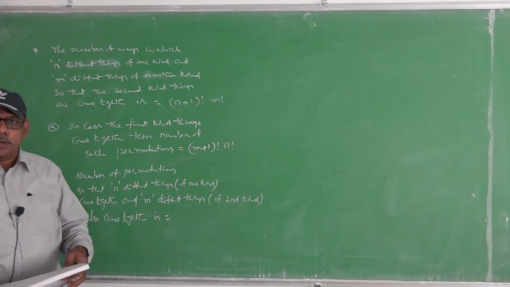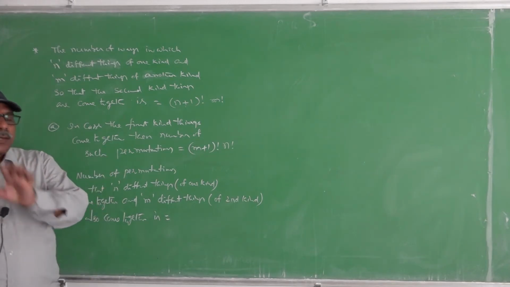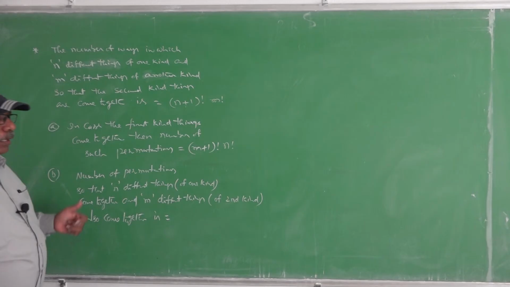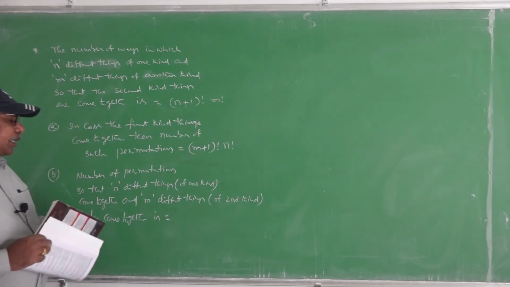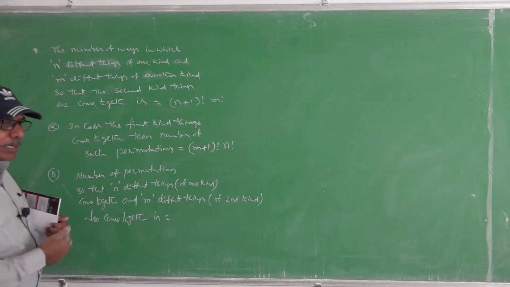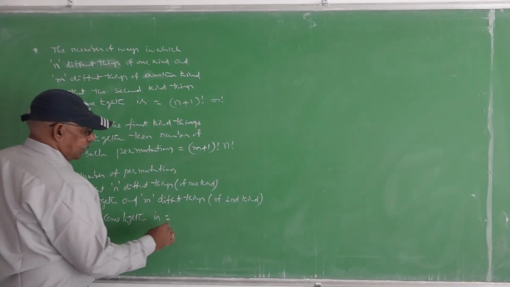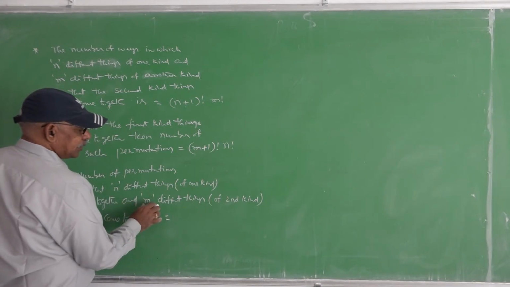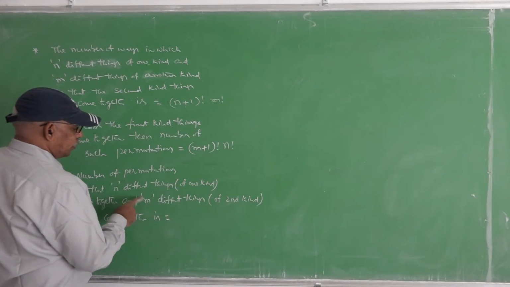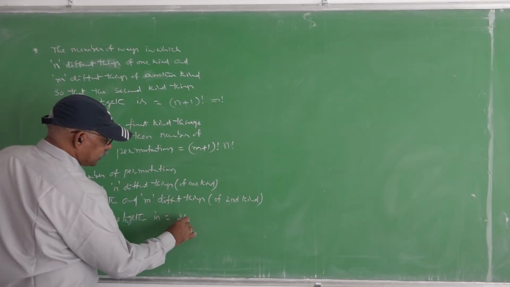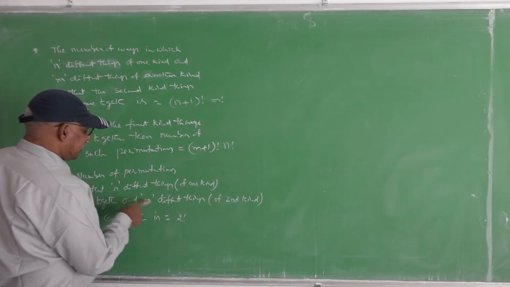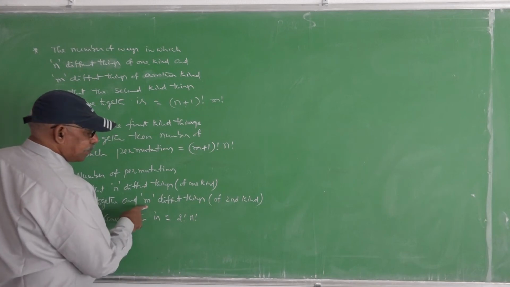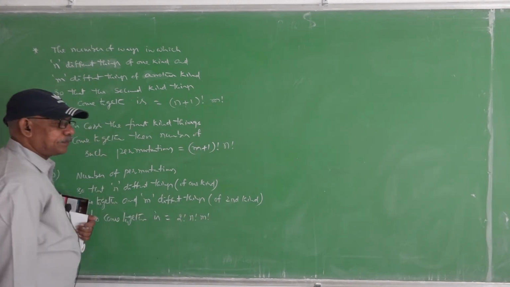n different things of one kind come together and m different things of second kind also come together. Such arrangements of n different things of one kind and m different things of another kind in a row are nothing but: the n different things are assumed as one thing and the m different things are assumed as one thing. These two things can be arranged in 2 factorial ways in a row, and for each such arrangement, internally the n different things can be arranged in n factorial ways, and the m different things can be arranged in m factorial ways.